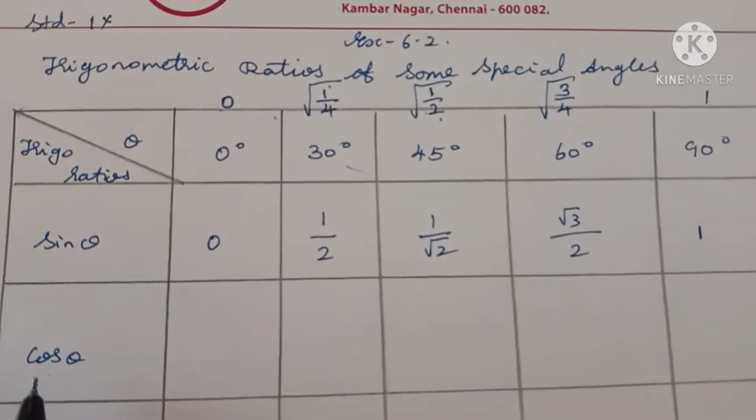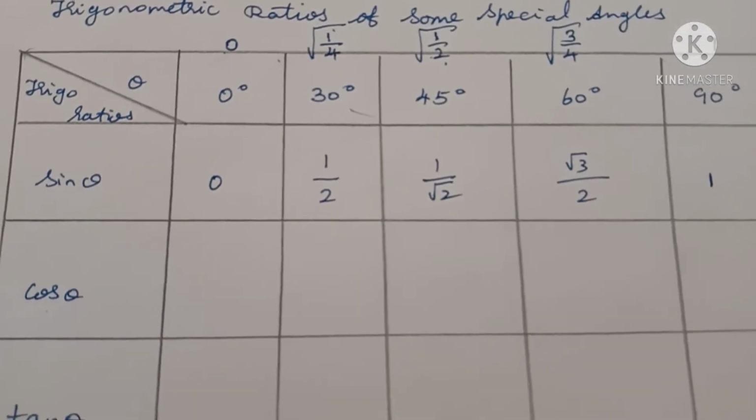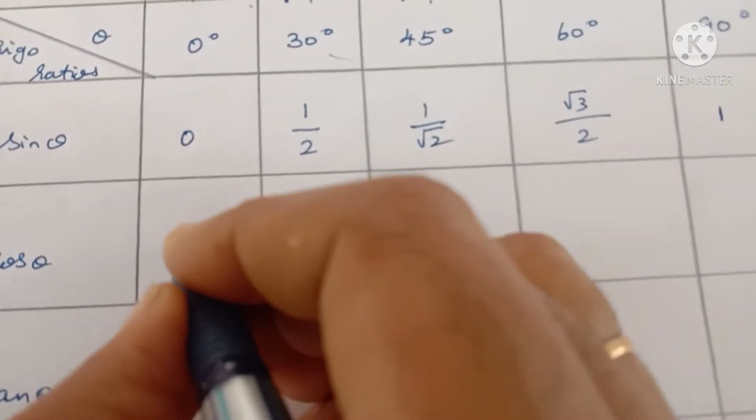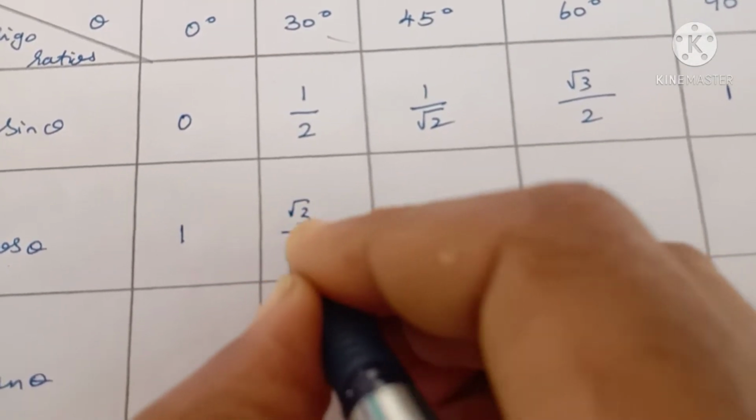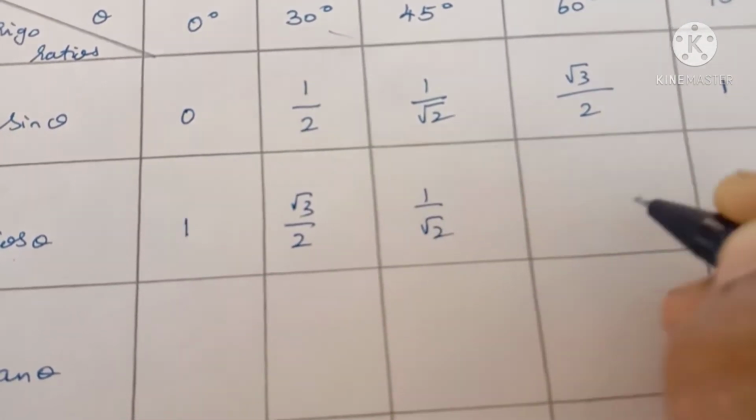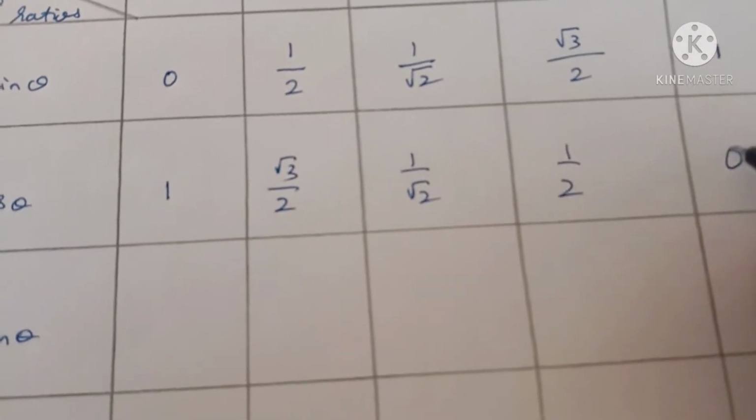Then cos theta, you have to write the reverse order of the sin theta. So reverse order is 1, root 3 by 2, 1 by root 2, 1 by 2 and 0.